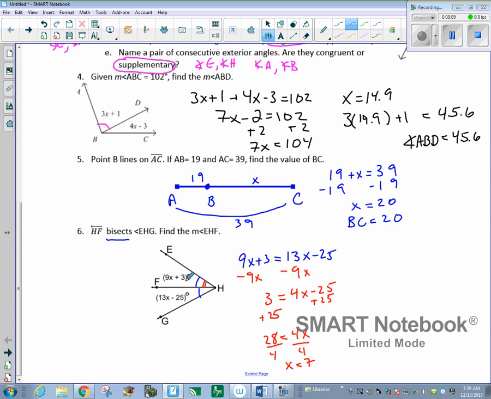Well, x isn't the answer, but EHF has an x in it, which is right here. So 9 times 7 plus 3 is what we're looking for. So angle EHF is going to be 9 times 7 plus 3, which is 63 plus 3, or 66 degrees. So that is angle EHF.